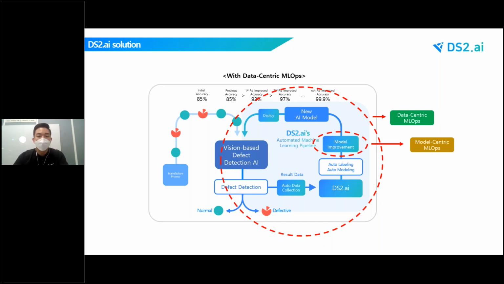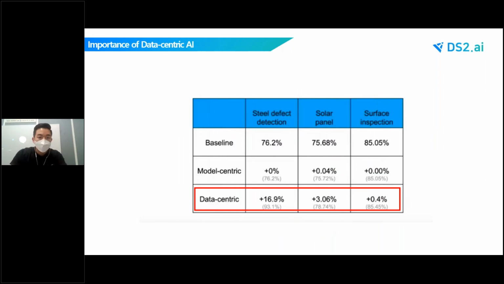And there are two main branches here. In MLOps, there is an MLOps solution that focuses on model improvement, called model-centric. In the case of our product, DS2AI, it is data-centric MLOps, which focuses on automatically building this machine learning pipeline. The reason why we chose the data-centric method is extremely simple: we can develop a higher accuracy model with the same development time consumption.